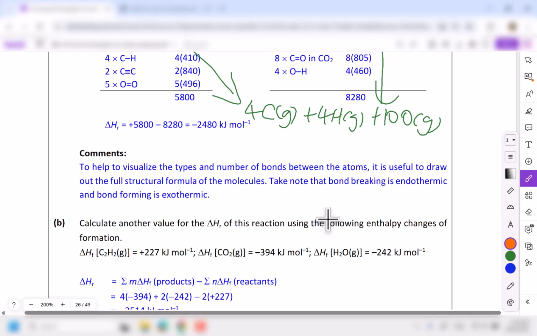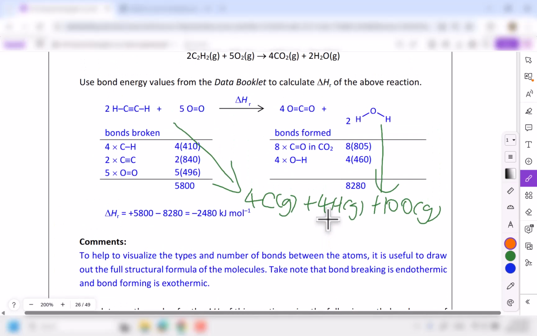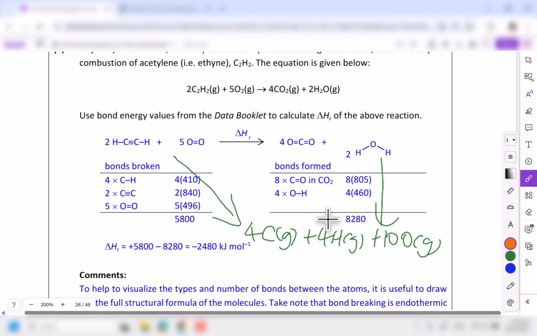You have a comment here. They mentioned that to help visualize, it's good to draw the full structural formula, so that's the reason why it's been drawn for you. You might not be familiar with the organic chemistry naming, like you don't know what acetylene or ethyne is. It doesn't matter at this stage. When there's a need to, we will give you the structural formula, so we will not disadvantage you when you're doing questions before you learn organic chemistry.